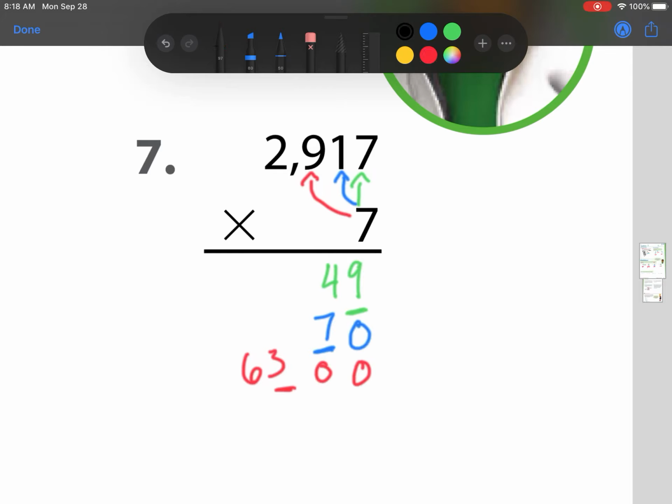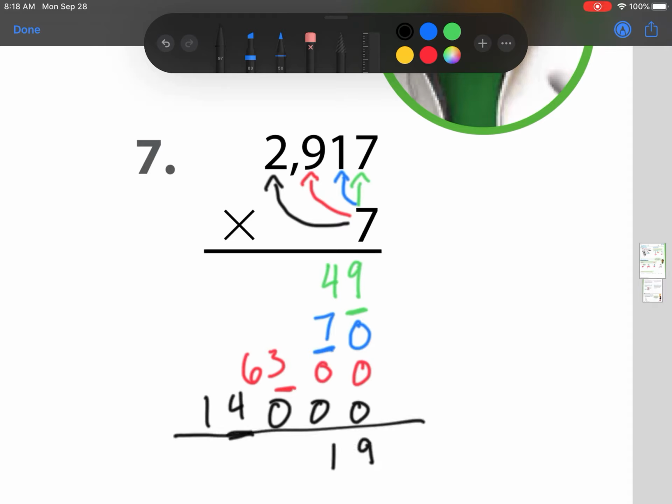Now my last one is that fourth place value. So I need to put 1, 2, 3 zeros, so I start on that thousands. 7 times 2 is 14, and now I'm good to just add them up. 9, 11, regroup the 1, 4, 6 plus 4 is 10, regroup the 1, 2. So my answer is 20,419.